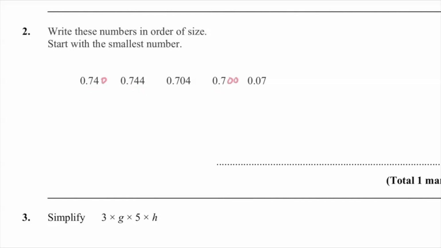So I'm adding zeros to make them all 3 decimal places. Then I can read it as 740, 744, 704, and so on. So it's easy for me to find the smaller one. That's just reading as 70. So that would be our smallest. So you just look at all your numbers and get them so that they are all in order. Don't include the zeros. They were there just to help you see what was going on.